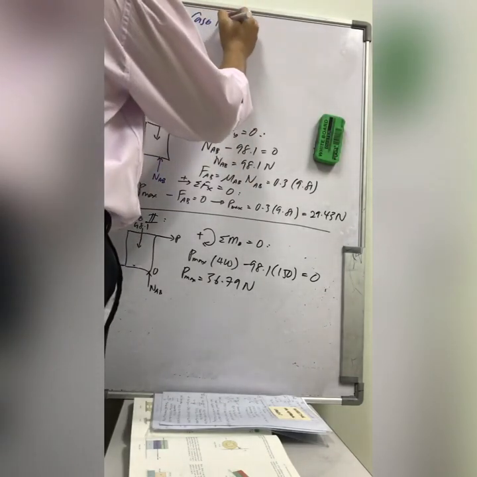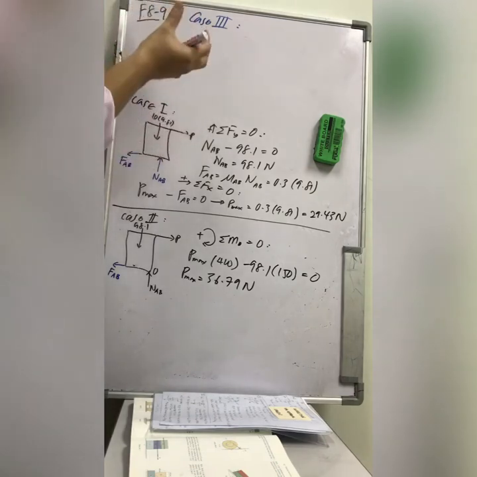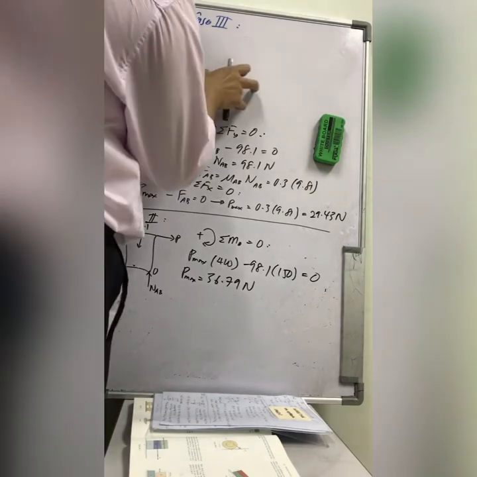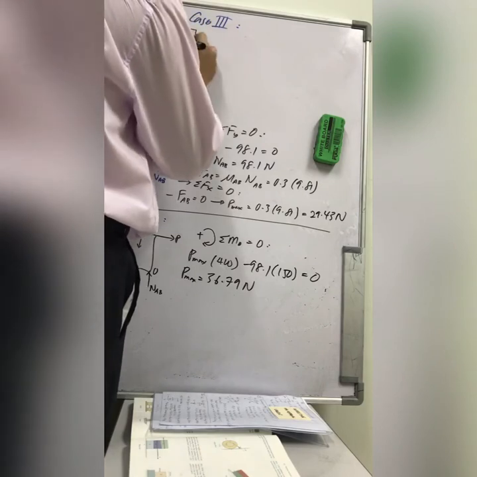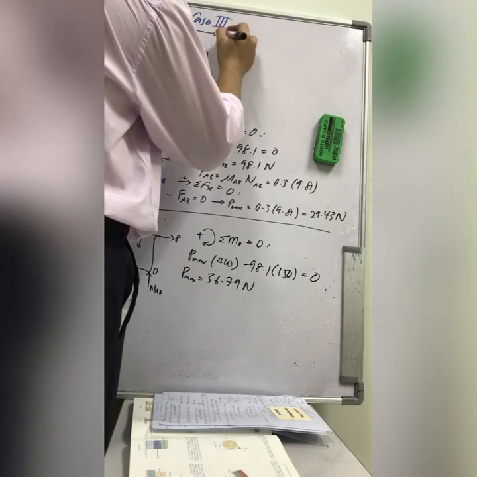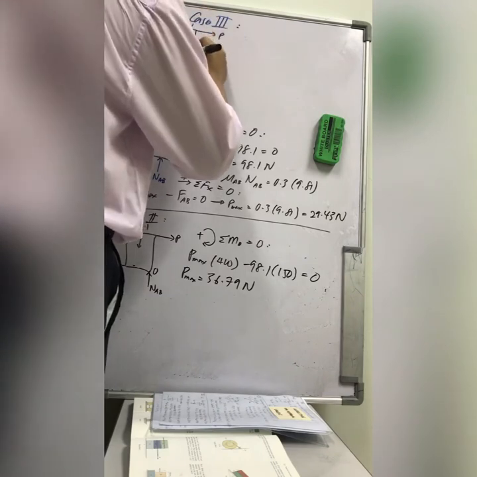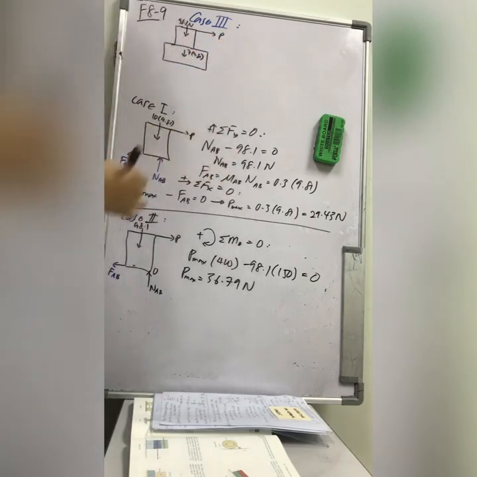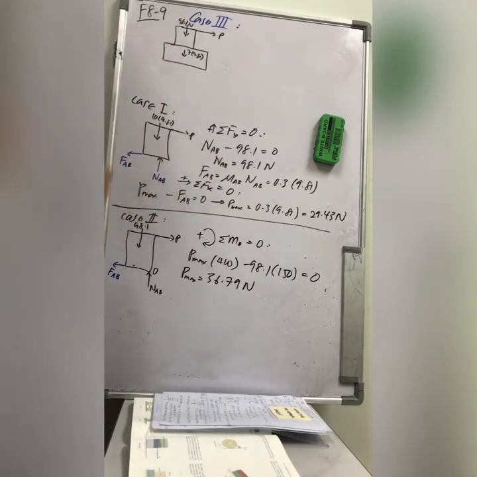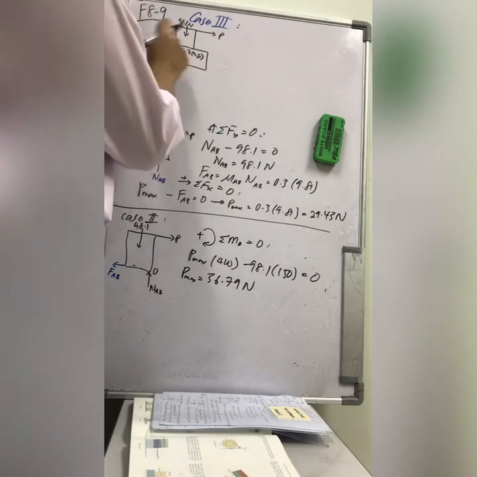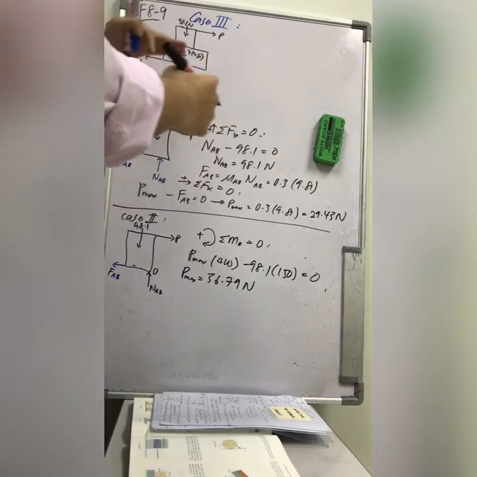Finally, case number 3. What is case number 3? Case number 3 is when both blocks move together. I mean, when block A at the bottom slides on the floor, on the ground. So in case number 3, you have two blocks together, with P at the top. And of course you have this W of 98.1 Newton, and here W equals 7 times 9.81. You have the 10 kilogram block and this is the 7 kilogram block. What else do you have? You have the friction F_A between block A and the ground, and you have N_A between block A and the ground.